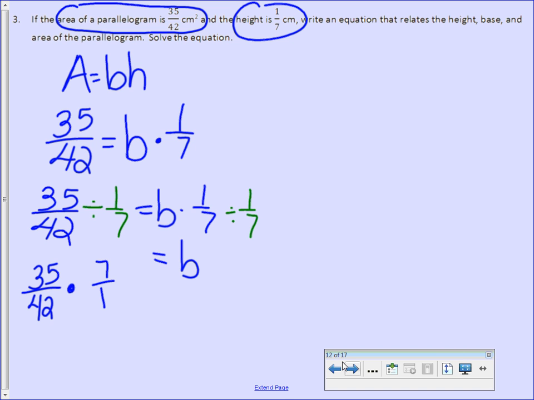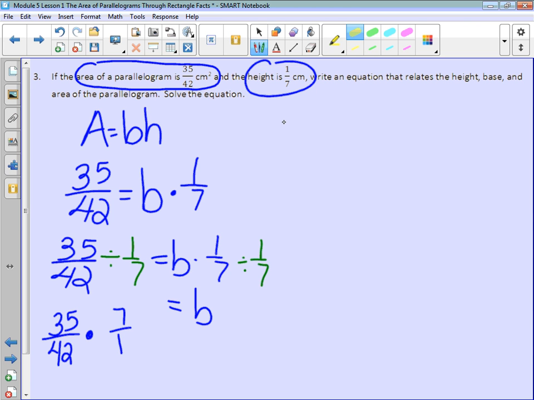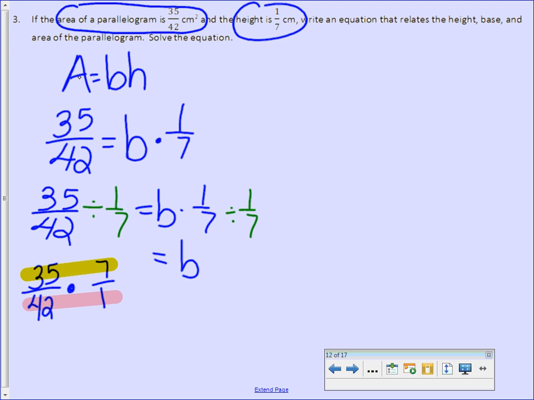Now, before I multiply my numerators and multiply my denominators, I can cross reduce here. 7 and 42 can both be divided by 7. So 7 divided by 7 is 1, 42 divided by 7 is 6. Now it's easier. 35 times 1 is 35. 6 times 1 is 6. But I know that I can't leave that as an improper fraction, so I have to change it to a mixed number.